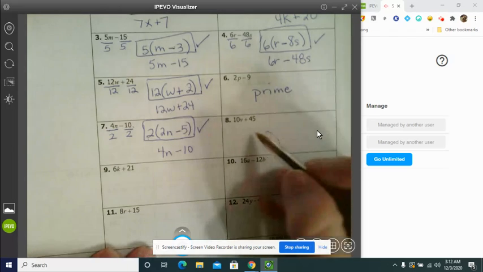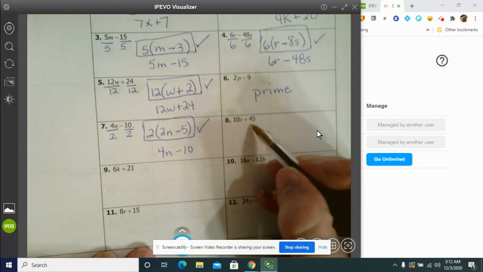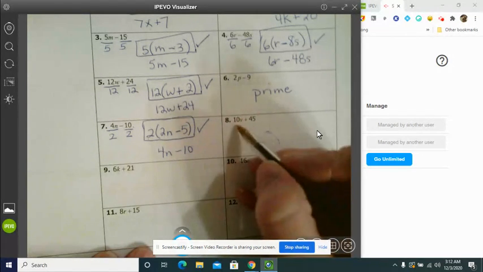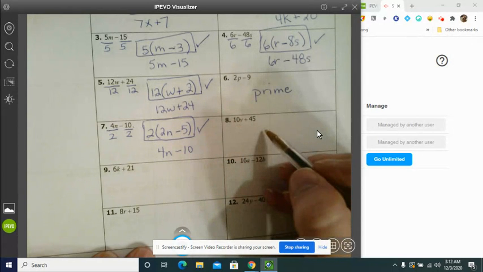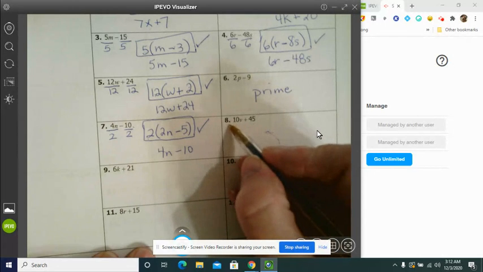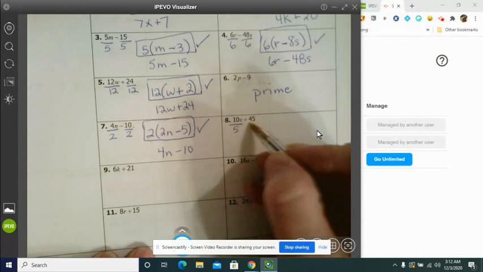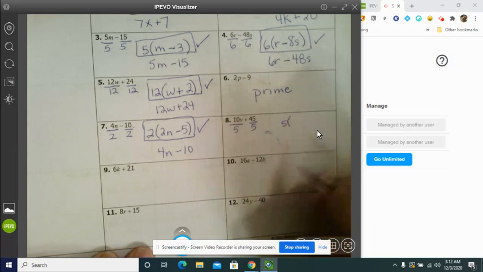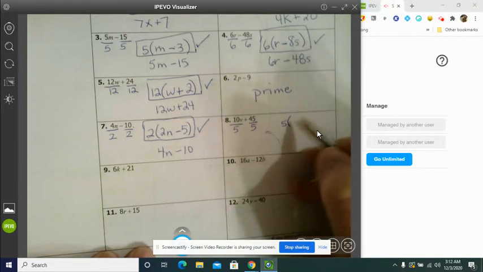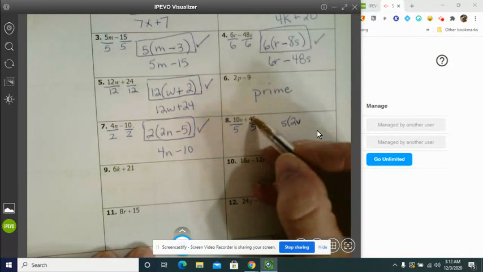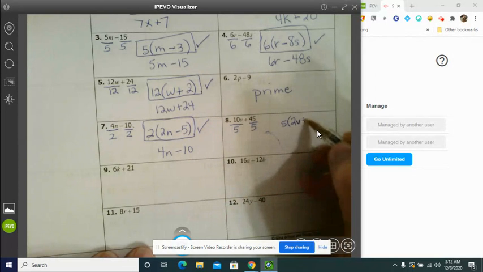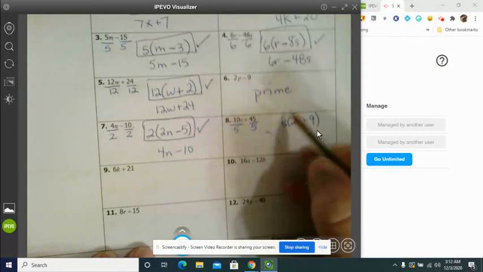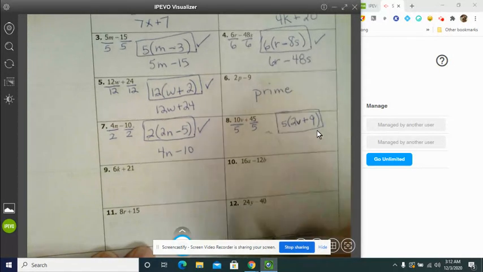Number 8. 10v plus 45. Well, they don't share a 10. The factor that I see that they share is going to be a 5. So I'm going to divide 5 out of both of those. So 10v divided by 5 is 2v. 45 divided by 5 is positive 9. So that's what I think my answer should be.